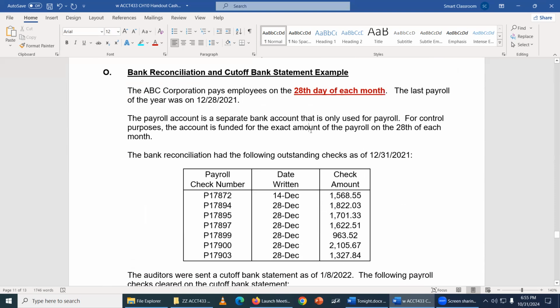For control purposes, the account is funded for the exact amount of the payroll on the 28th of each month. That's a good thing to have, because if somebody writes additional checks or steals checks and writes them to themselves, it will show up. The account will go red. There'll be more taken out of it than was actually in it, and that will be a red flag that there's a problem, and then you can start looking for it. So this is a good control to have, and most places will have that.